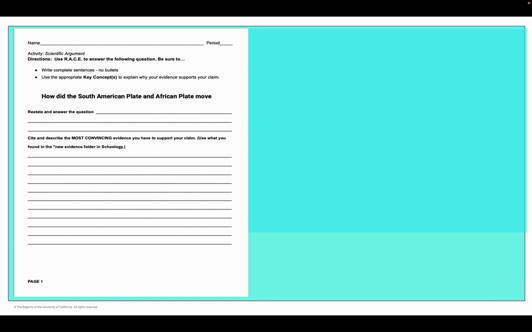So you're going to restate and answer the question. Once you discover what direction they move, please include not only the direction, but also the name of that plate boundary. That'll be in your restate and answer the question.